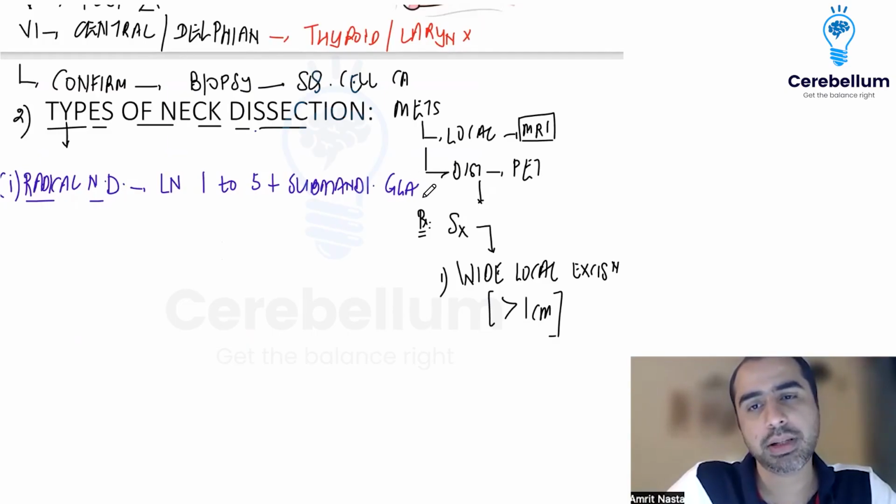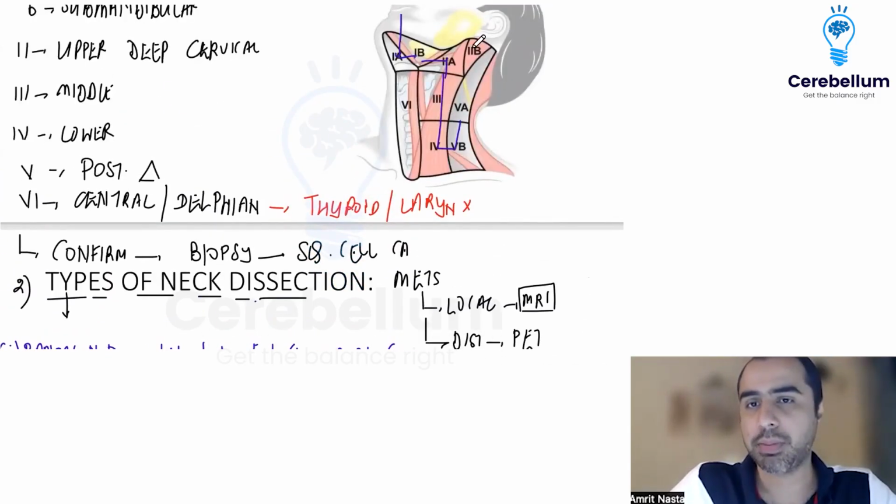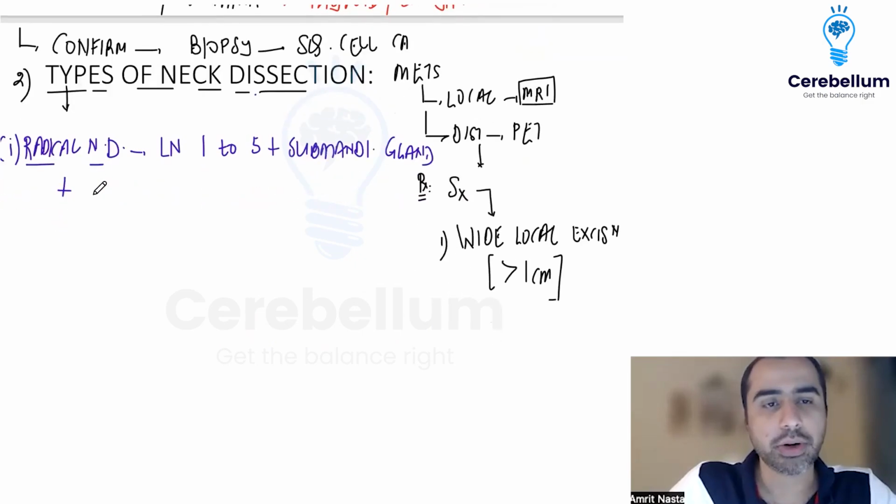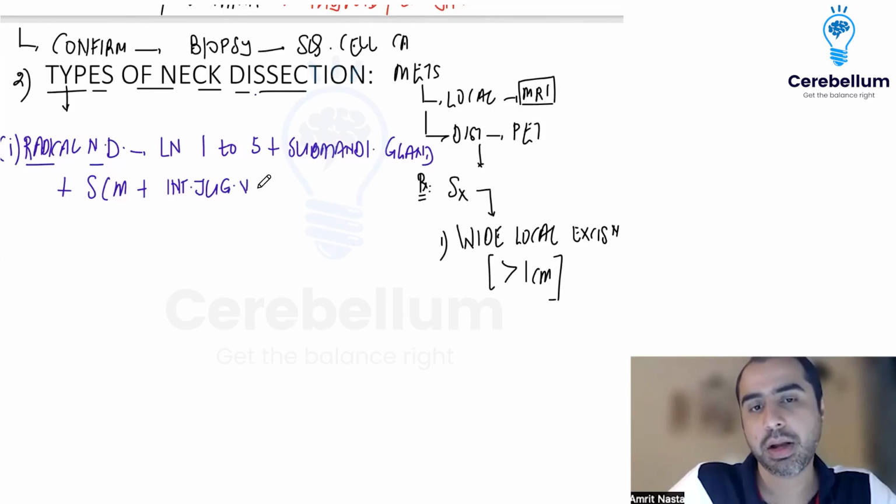And after this, you would also remove 3 structures. One was this muscle, this nice big bulky muscle, sternocleidomastoid. You would also remove internal jugular vein, IJV. And you would remove spinal accessory nerve.